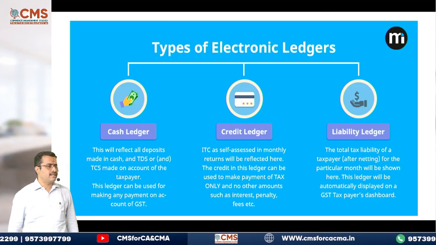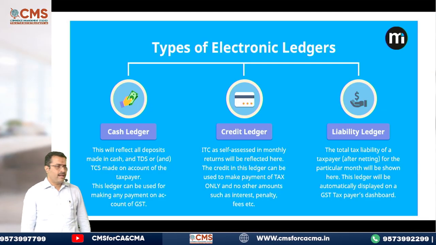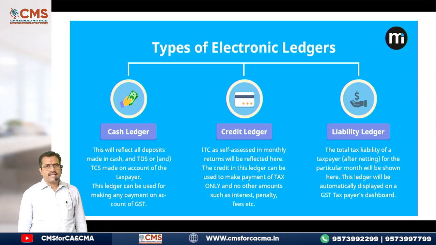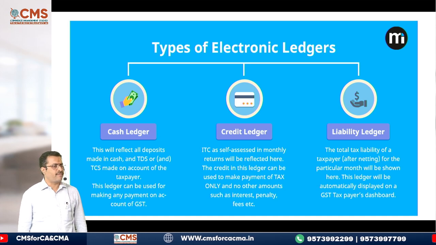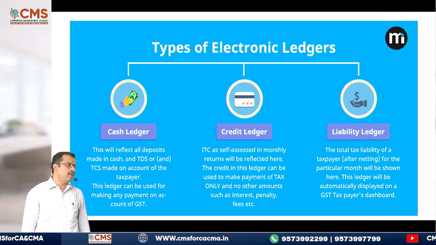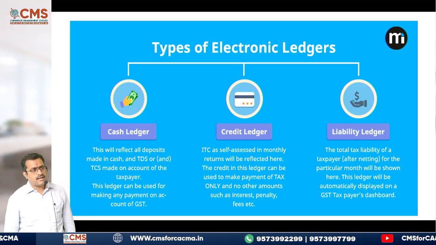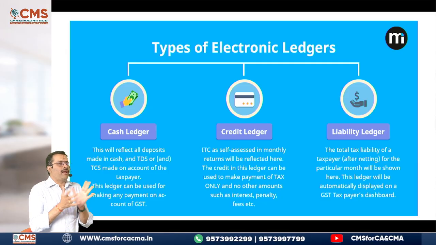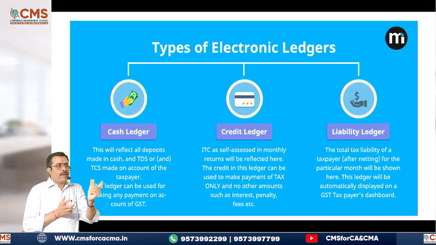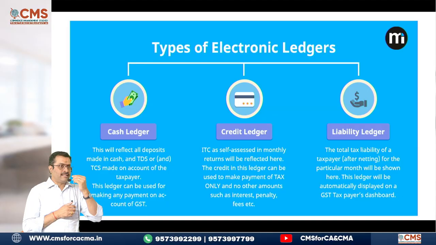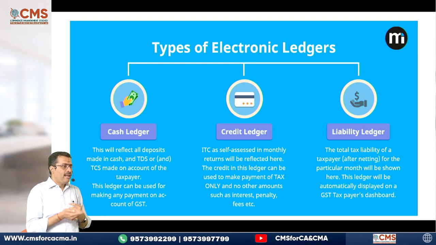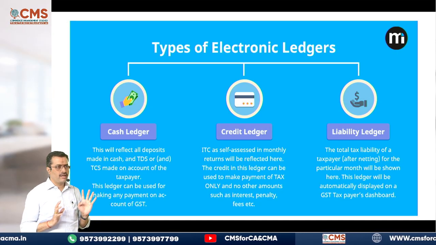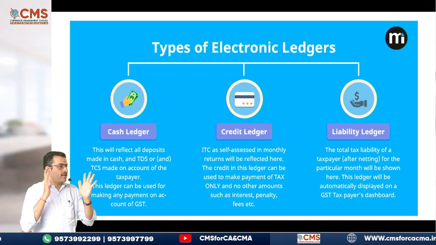Then there are 3 ledgers: electronic cash ledger, electronic credit ledger, and electronic liability ledger. I told you just now, the cash ledger can be used to pay any amount of tax. The credit ledger can be used to pay only the output tax. What about the liability ledger? Any balance after net off. Just now we did 1 or 2 problems where we got GST payable. Once we get GST payable, that payable amount will go and sit in the liability ledger. Once we pay that amount, the liability ledger will become nil. That amount will come and sit in the cash ledger. Are you clear?